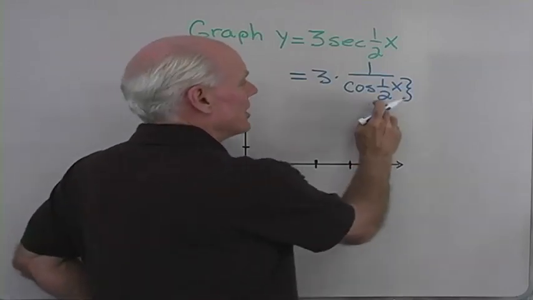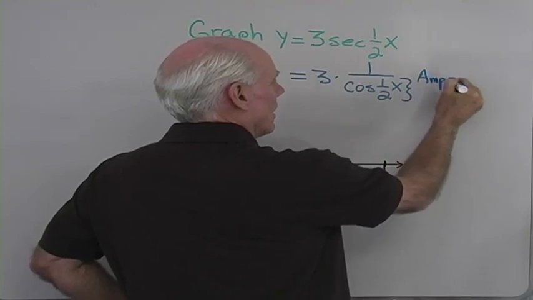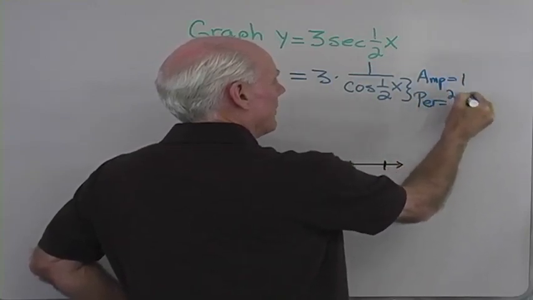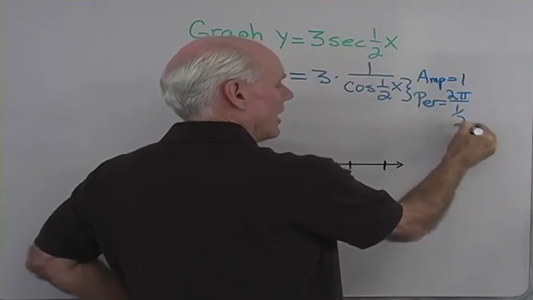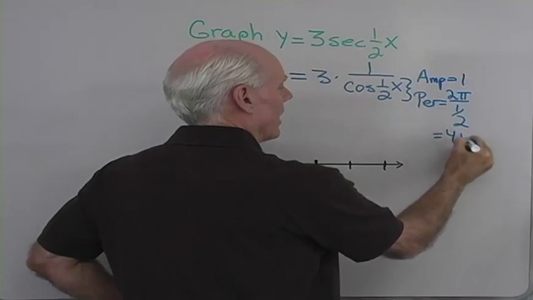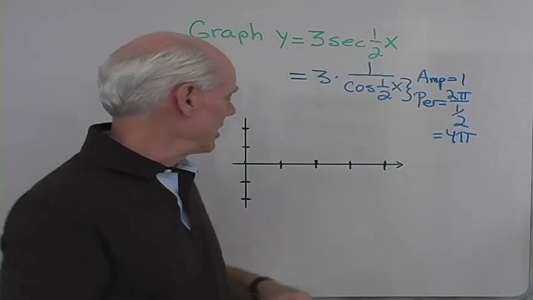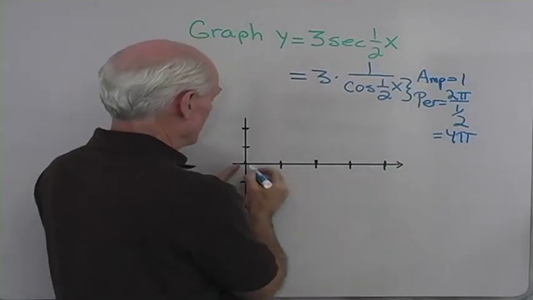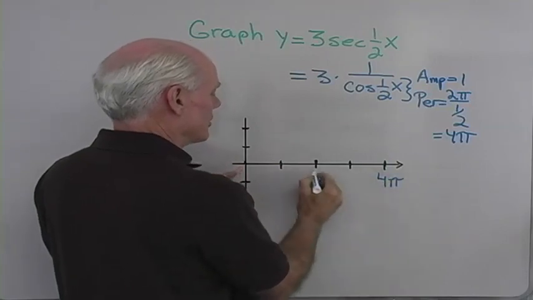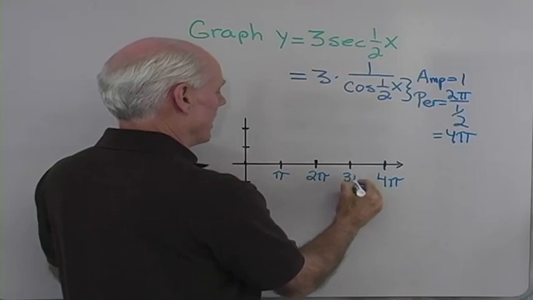multiply by 3. So this function right here has an amplitude of 1 and a period of 2 pi divided by 1/2. 2 pi divided by 1/2, that's going to be 4 pi. Okay, so if I just want to graph y equals cosine 1/2 x, I'll label the axes this way. It'll start at 0, it'll end at 4 pi. Oh, this would be nice. So 2 pi is right in the middle, 1 pi, and then 3 pi.